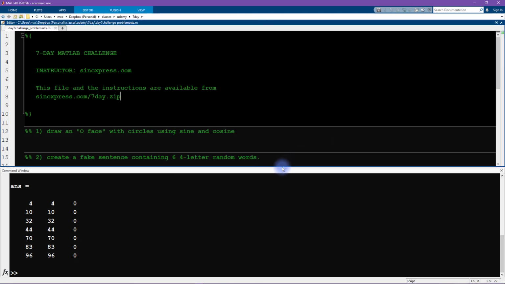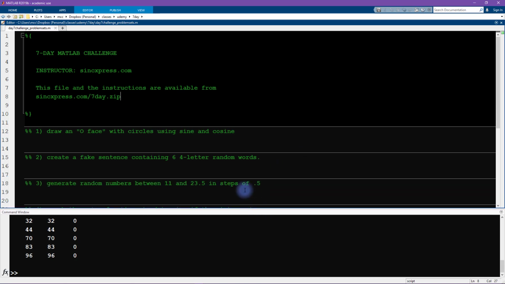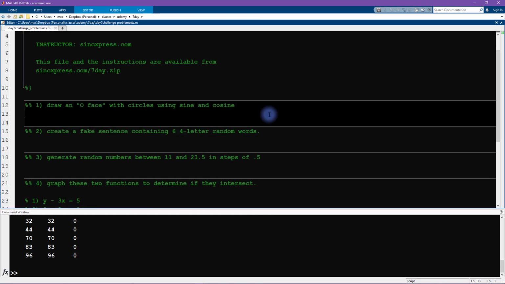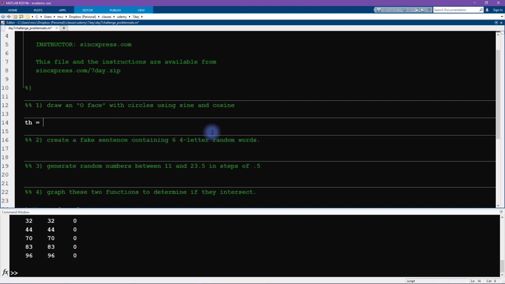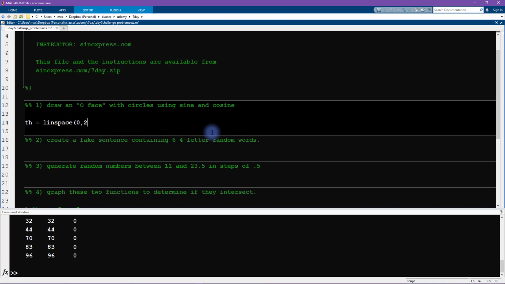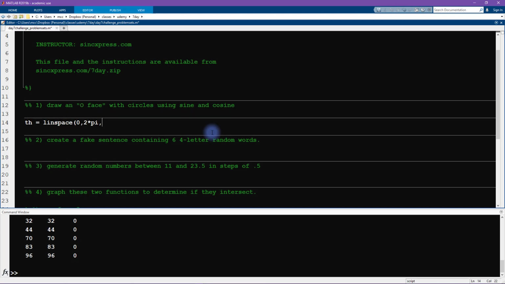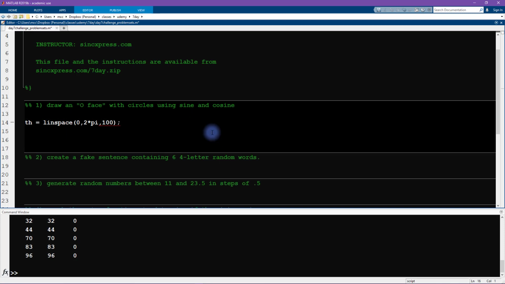I'm going to close all of these figures, give us a little bit more space here. And so the idea here is we are going to draw cosine by sine, and that's going to give us a circle. So the key parameter here is theta, which I'll call variable th. That's going to be linearly spaced numbers between 0 and 2 pi, and it doesn't really matter how many numbers you have, but 100 turns out to be a pretty reasonable number to give us a nice smooth circle.